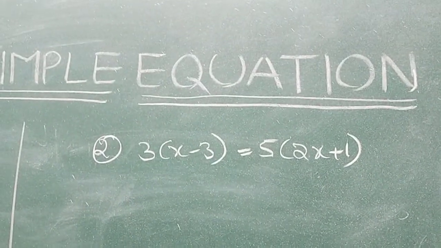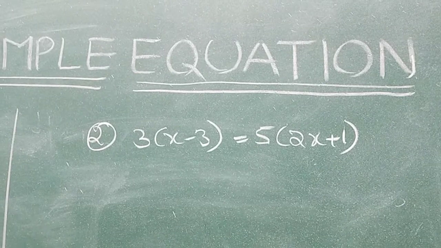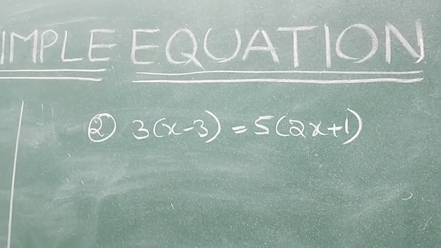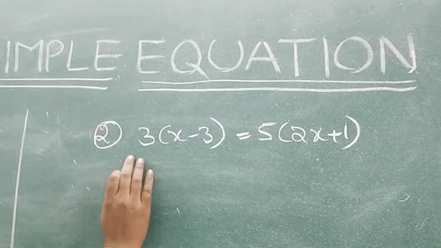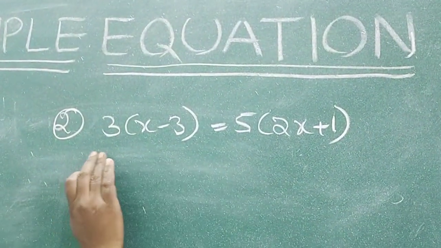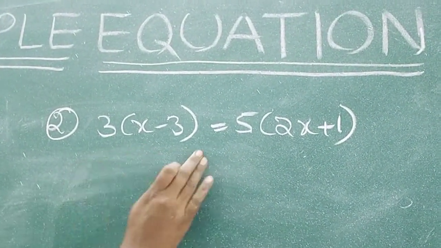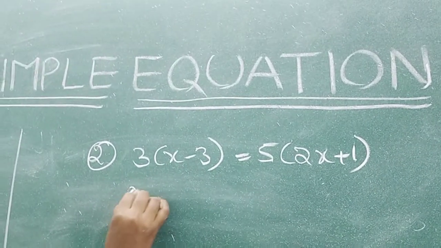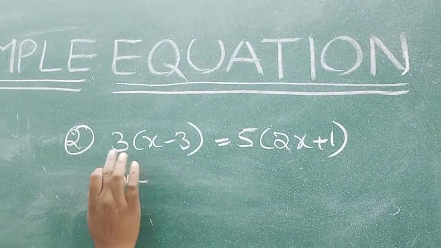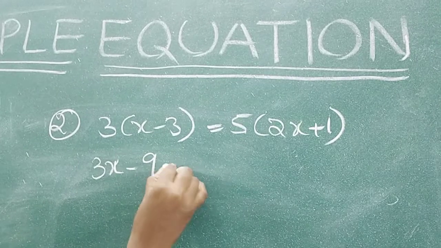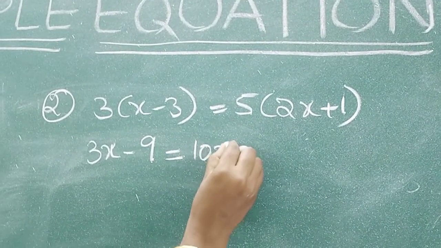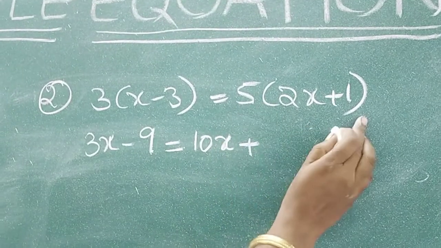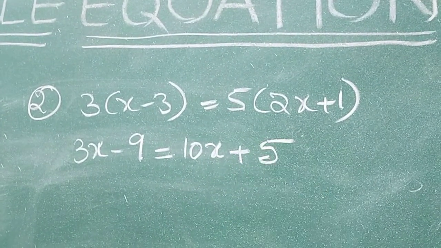Solving one more example. 3 into (x minus 3) is equal to 5 into (2x plus 1). This is the into form. So, multiplying the expression: 3 into x is 3x, minus 3 3s are 9; 5 2s are 10 into x, plus 5 1s are 5.